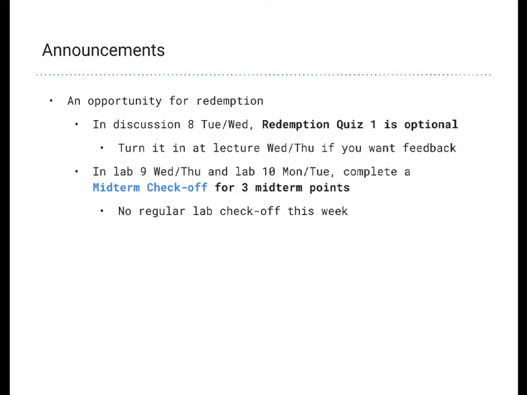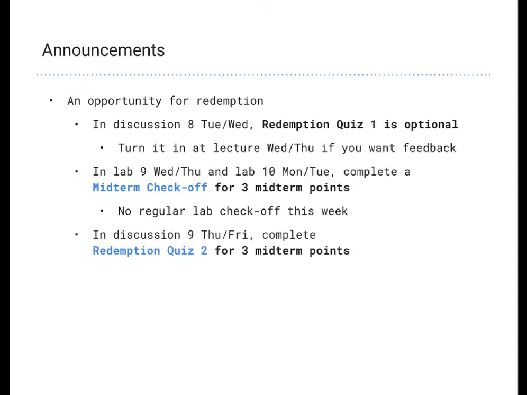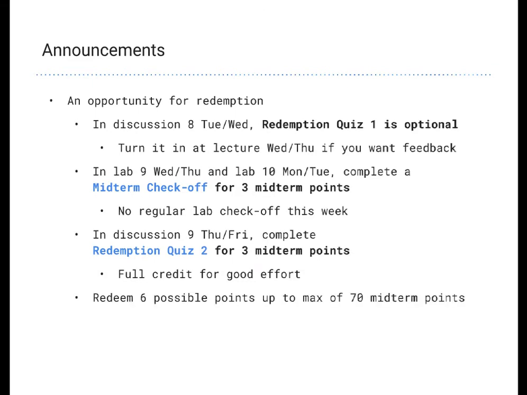All right, so the midterm checkoff, the idea is that it shouldn't be too stressful, as long as you can answer and work through a couple questions like you have been doing with lab checkoff. And in discussion on Thursday and Friday, complete redemption quiz number 2. And this time it's worth 3 midterm points. But it is full credit for good effort. Just like any other quiz you've seen before, as long as you finish it and put some time and thought into that quiz, you'll receive full credit. And in total, between the two parts, you'll get 6 points, up to the maximum of 70 midterm points. Any questions about the redemption policy?